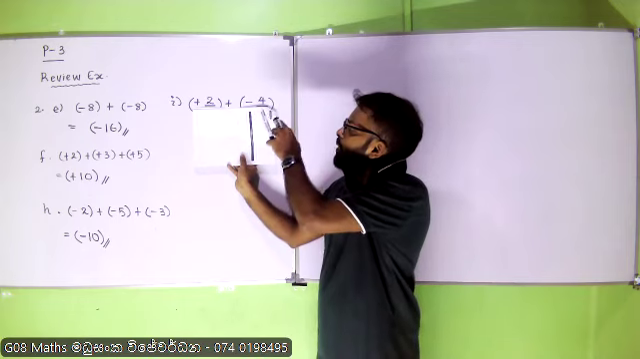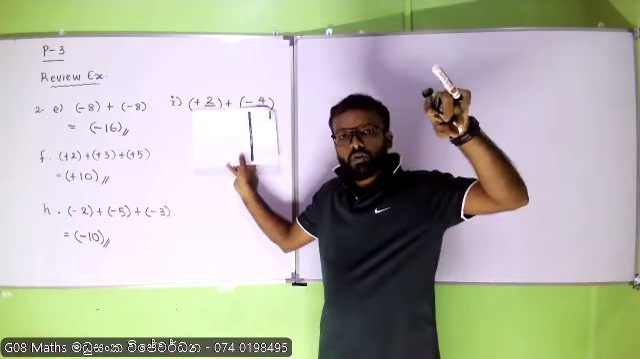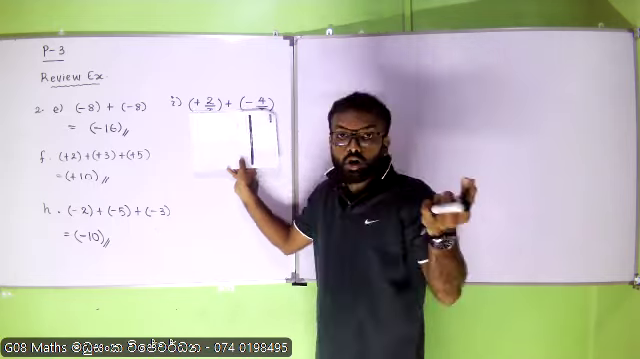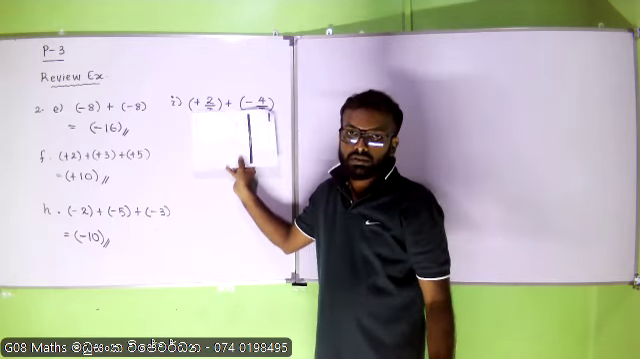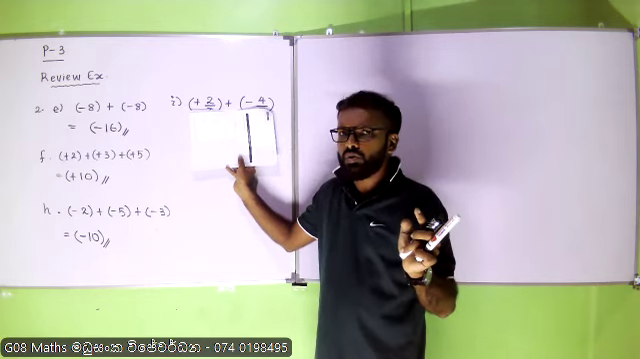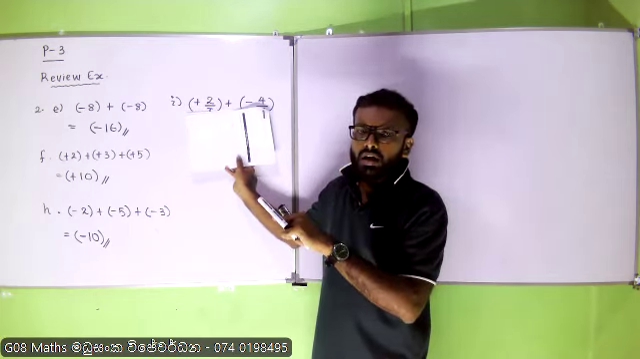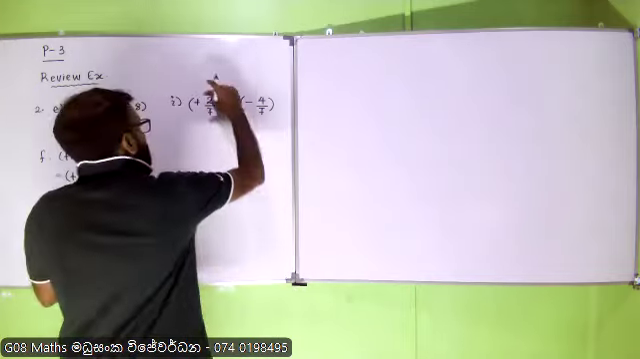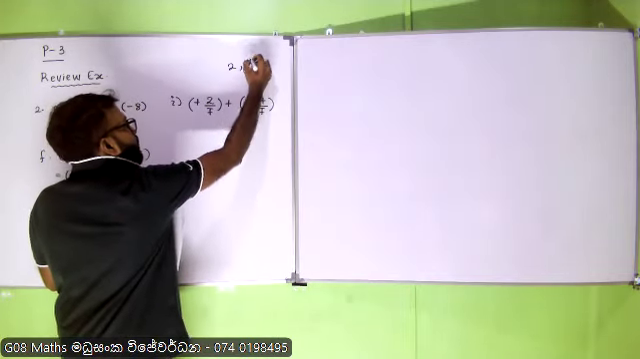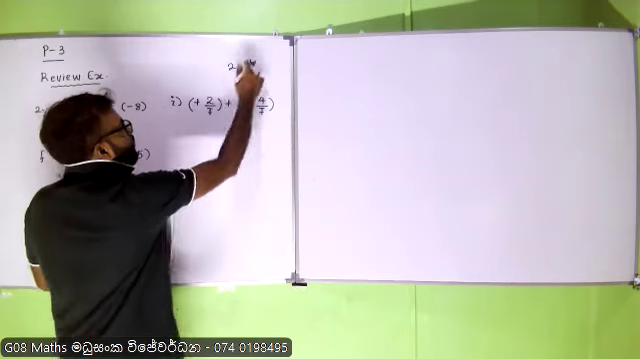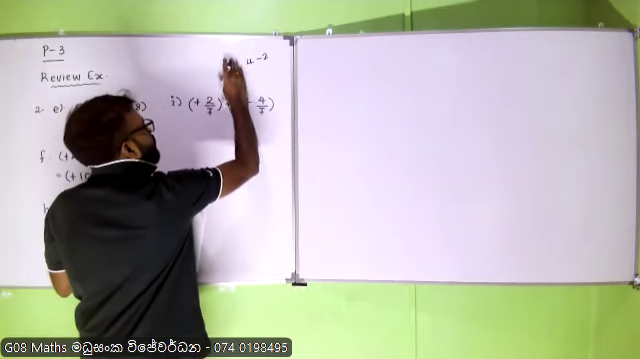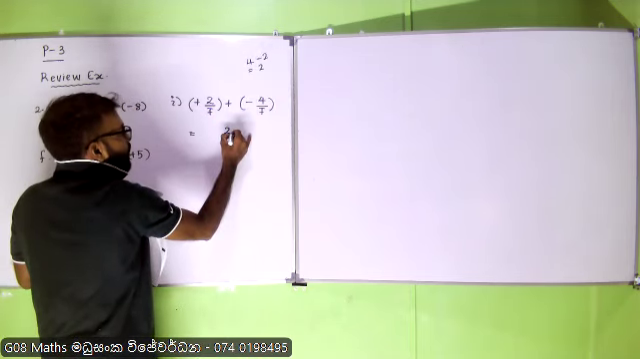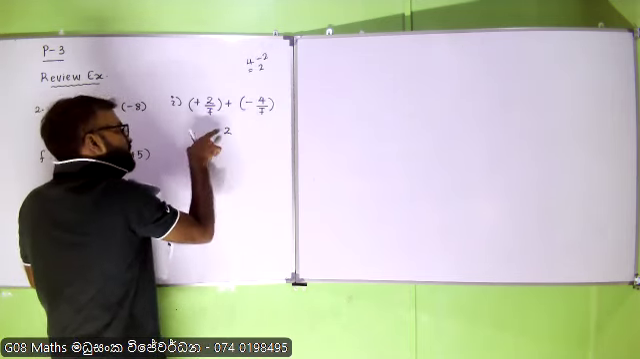Okay, now what do you have to do? Plus 2 plus negative 4. First of all, you have to check, are they in the same sign? Positive 2 and negative 4. No, they are in different signs. If you have different signs, what are you going to do? Take the two numbers, then get the subtraction. What are the two numbers? 2 and 4. How to get the subtraction? 4 minus 2. Answer is 2.